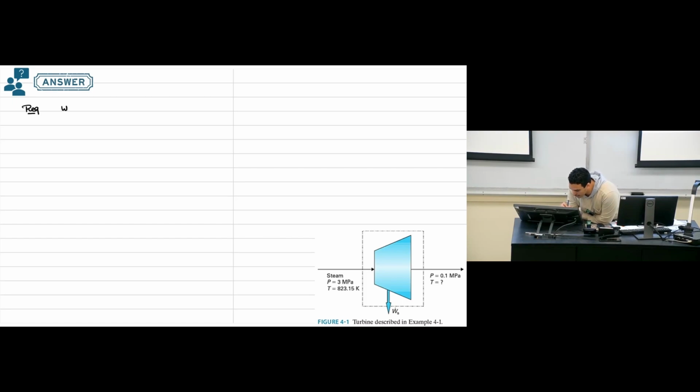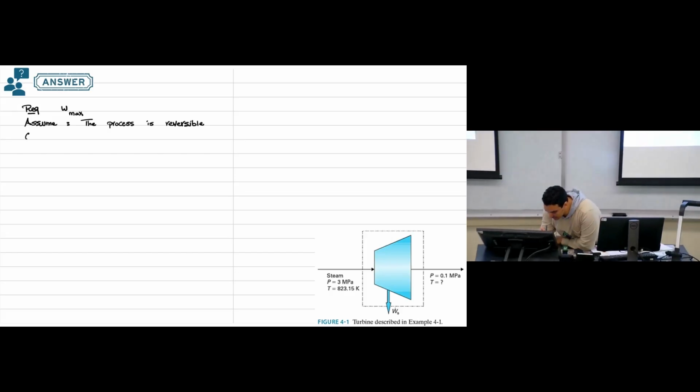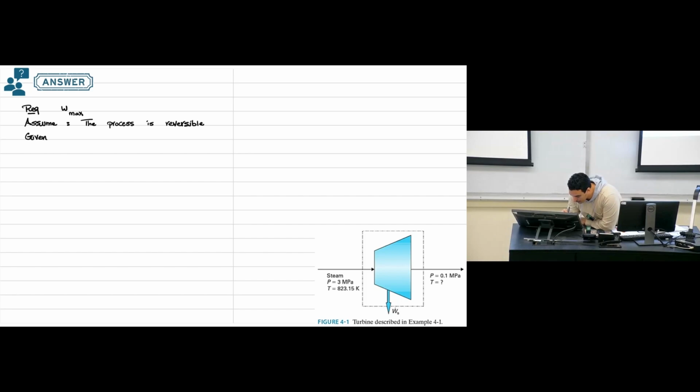Okay, so in this second requirement, we need to find the maximum work. And in order to find the maximum work, we need to assume the process is reversible. This is the only type that can give you maximum work. And also it's given that the process is adiabatic.